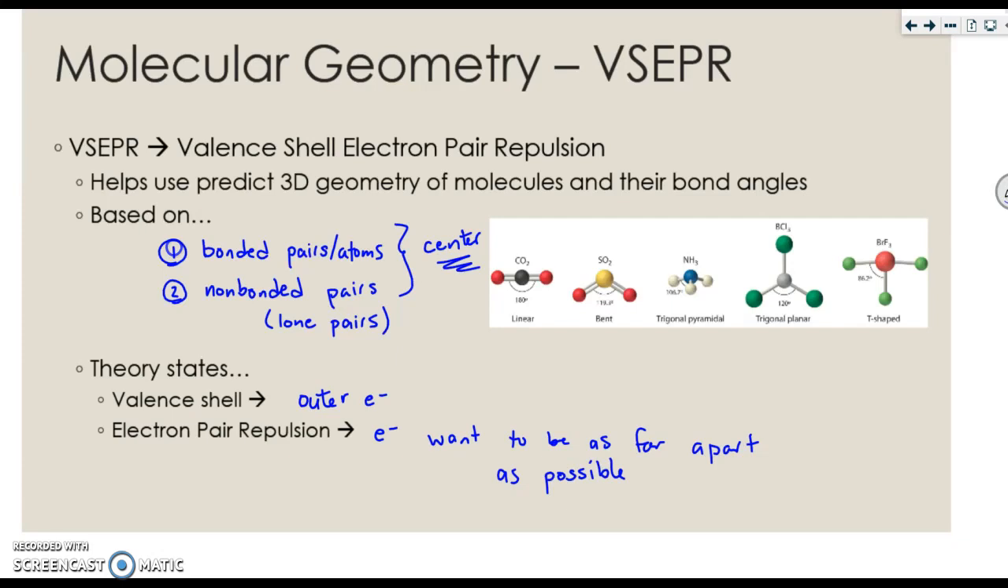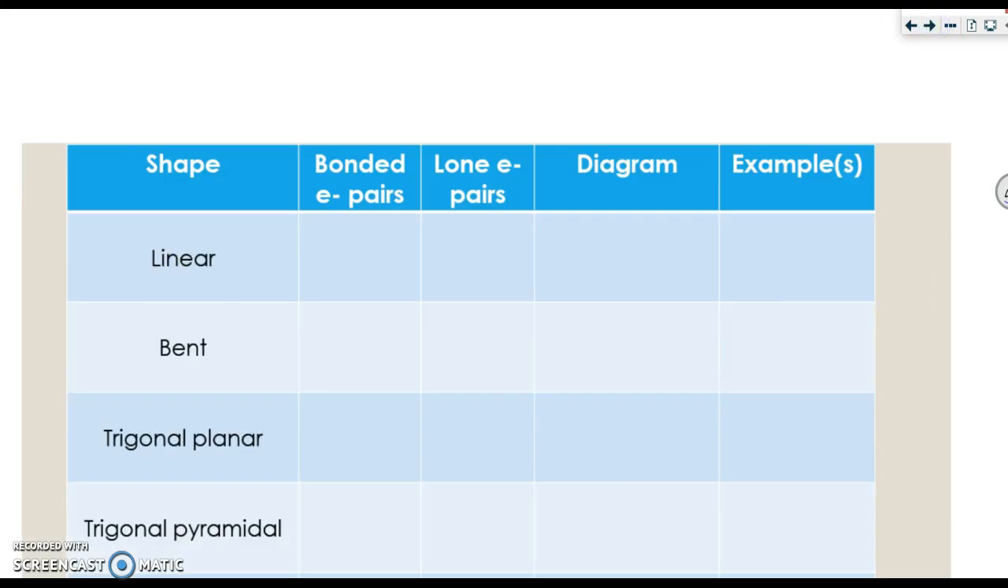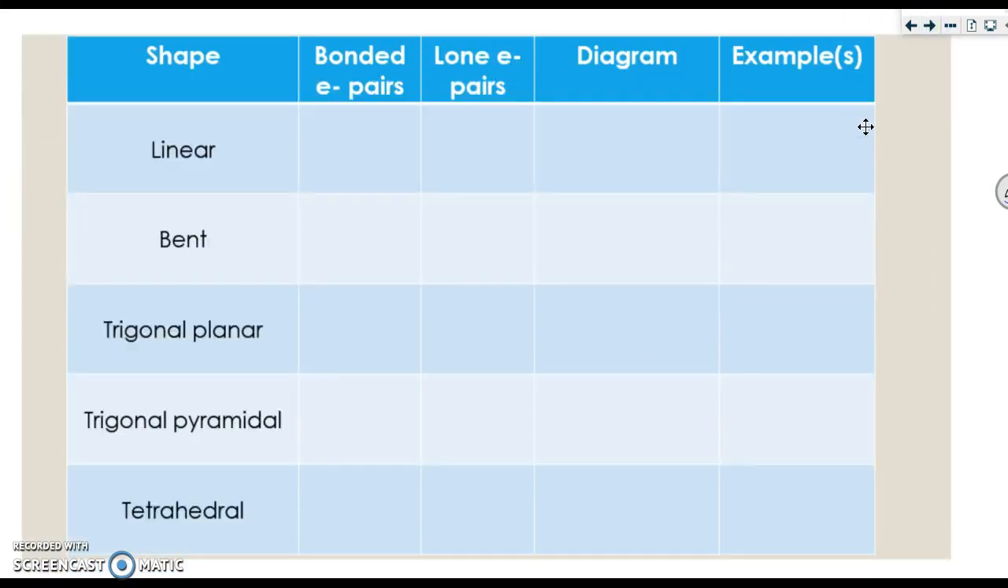Let's talk about the different shapes. We are going to primarily focus on 5 shapes in this course. They are listed here. When we are discussing things that are bonded and the lone electron pairs, we're only talking about what's found on the central atom, because we don't really care about the other dots because they don't affect the shape. Something that is linear has 2 things bonded and no lone pairs, and it's going to look something like this. And a good example would be carbon dioxide.